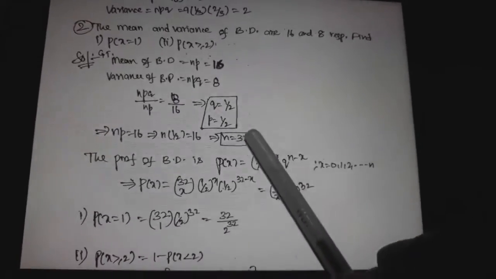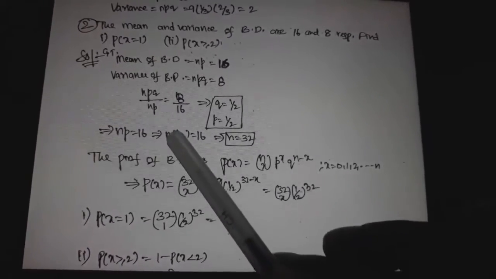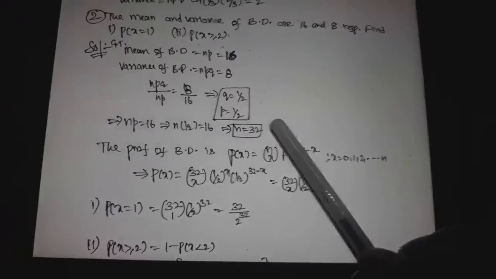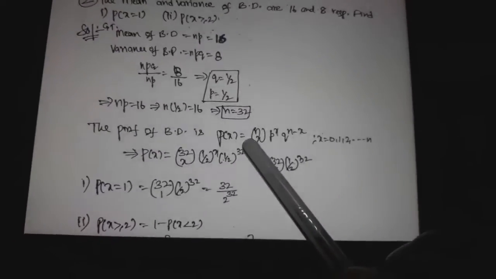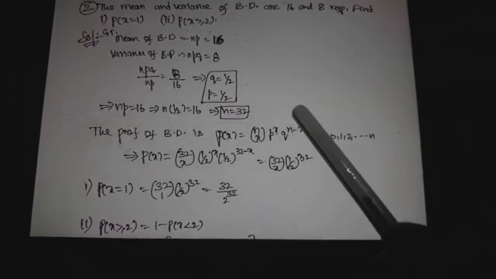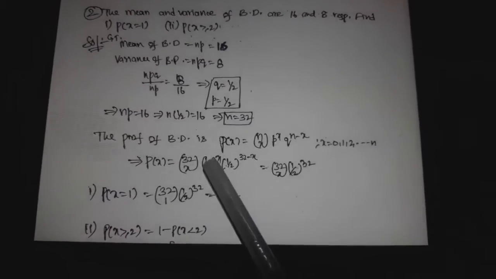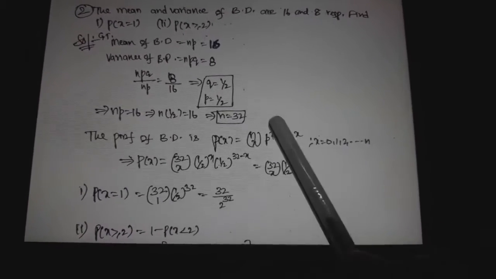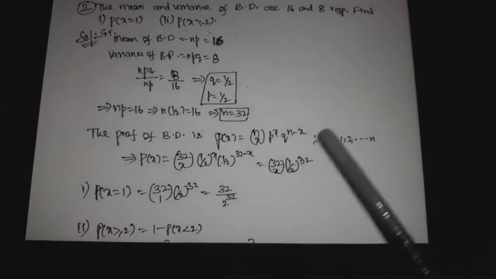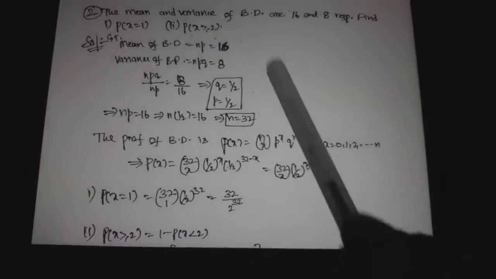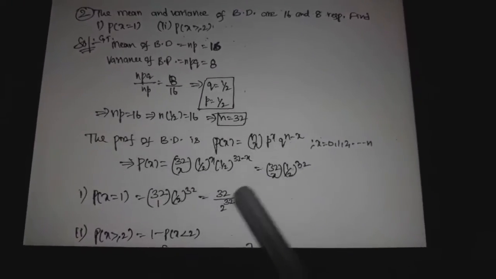Then based on that, find n. n times 1/2 is 16, so n is 32. Then the PMF of the binomial distribution is P(X = x) = nCx p^x q^(n−x). So it is 32Cx (1/2)^x (1/2)^(32−x). Simplify this. Then for P(X = 1), substitute and simplify.